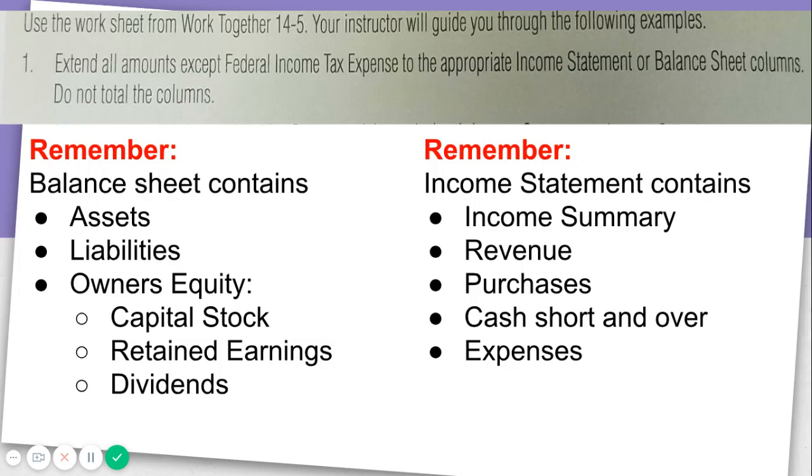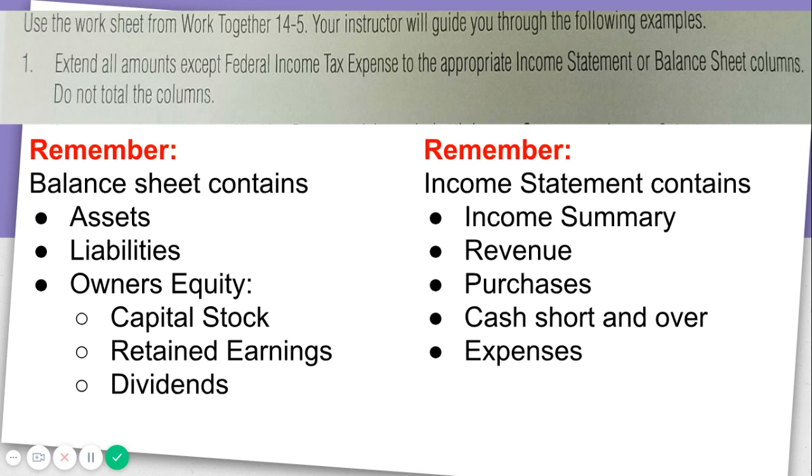So, the work together. Use the worksheet from our previous ones that we've been working with. Step 1, we need to extend all amounts except federal income tax expense to the appropriate income statement or balance sheet columns. Do not total the columns. So there's going to be 2 that you do not carry through.